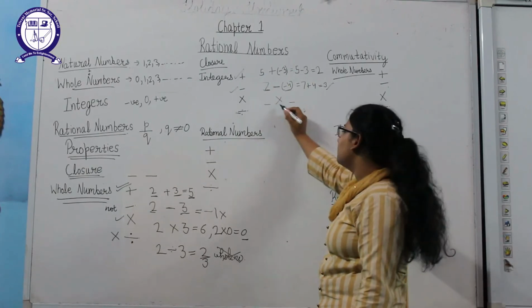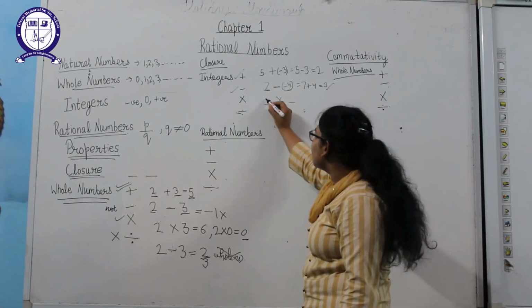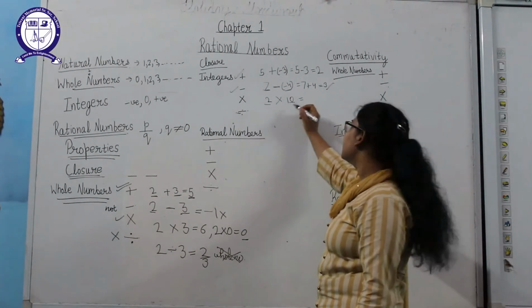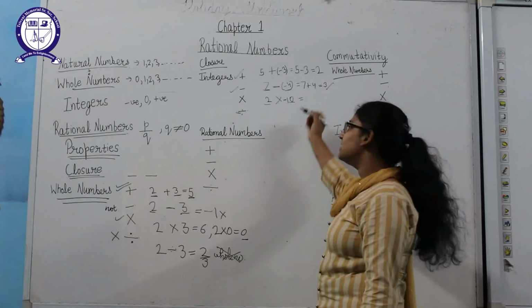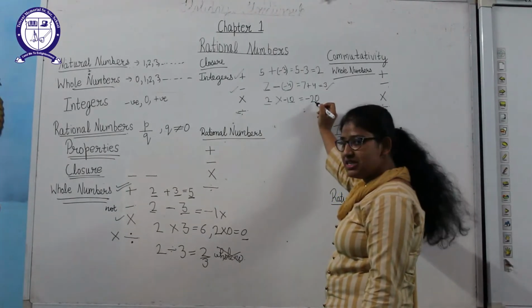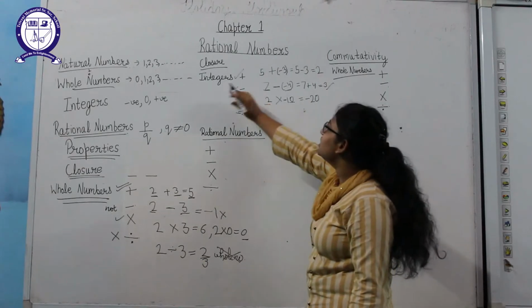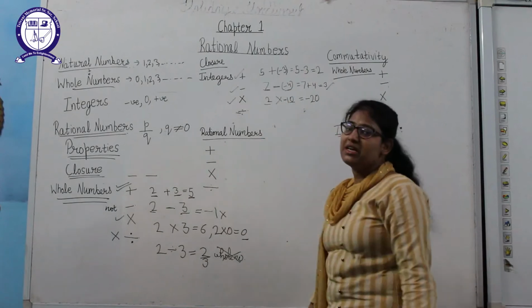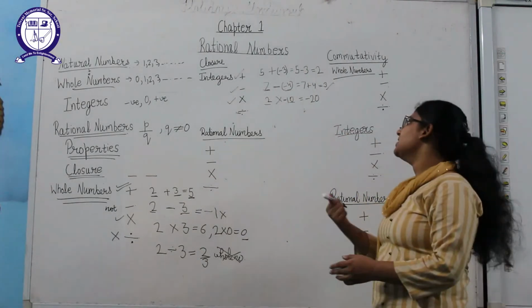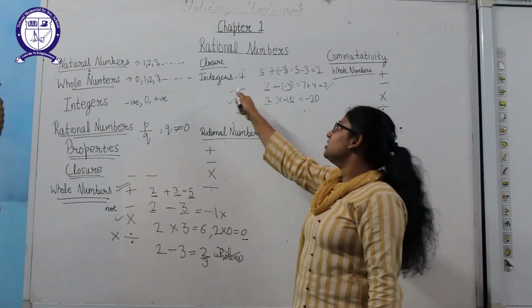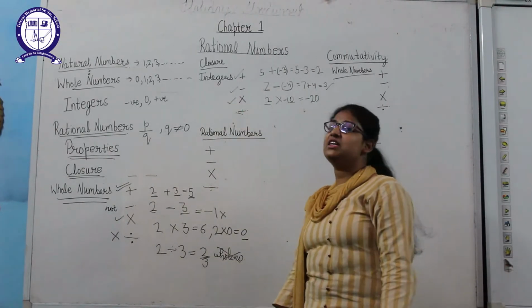Now we will talk about multiplication. We will take 2, we will take 10, any of the integers, we can take minus 10 also, anything, and we get the answer minus 20, which is an integer. So we say that integers are closed under multiplication, means the closure property is satisfied for the operation multiplication in the case of integers.